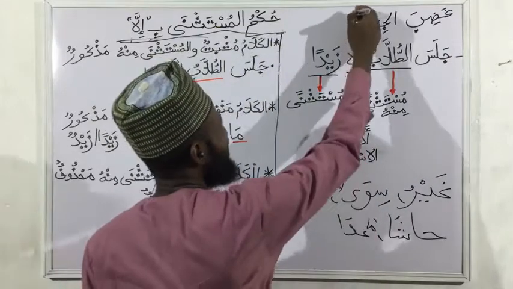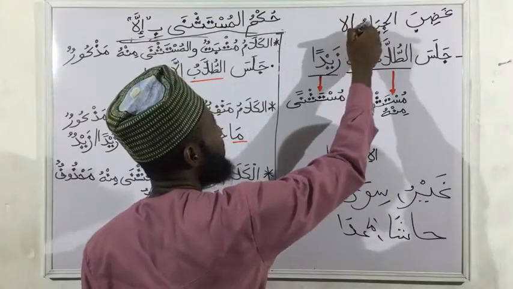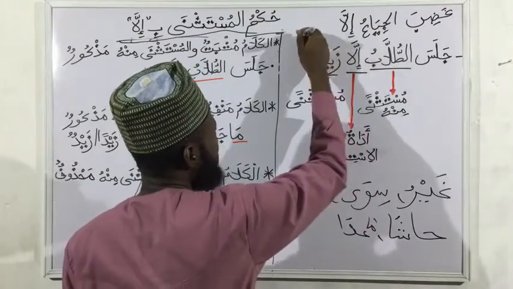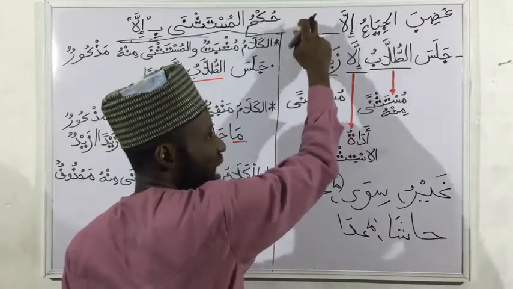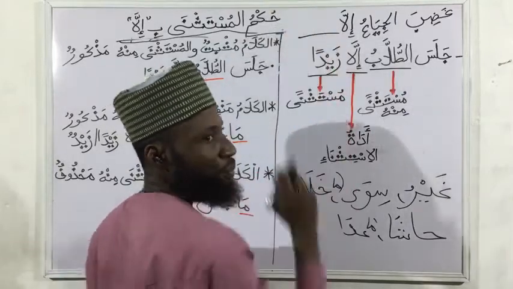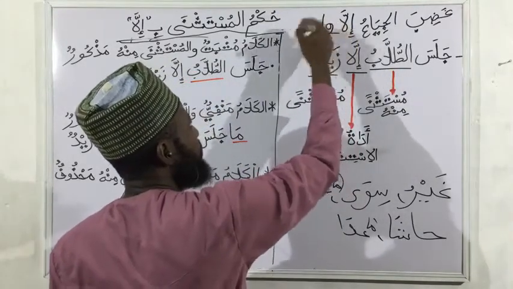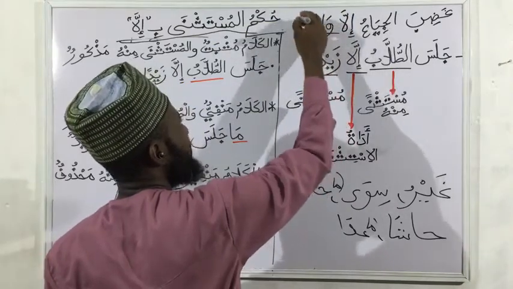And I put here illa, except one of them that is not hungry. Anything I write here must take what? A nasbu. For instance, I said illa wahidan. It must take a nasbu.